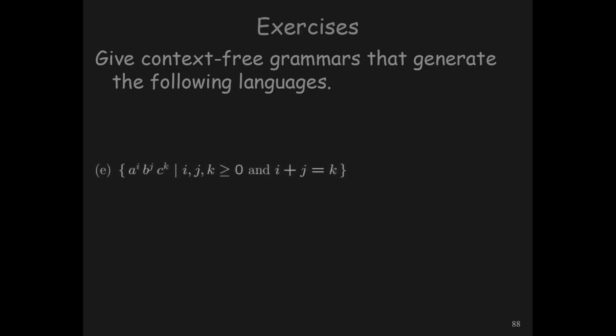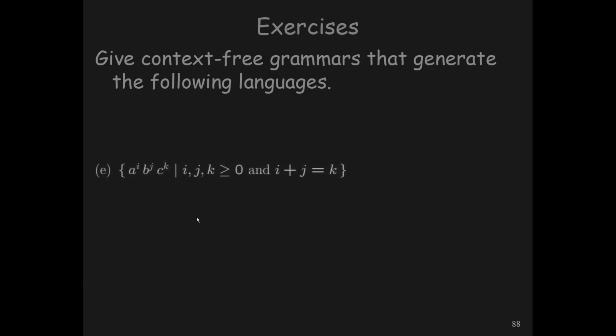A to the i, B to the j, C to the k, where i plus j equals k. So the number of A's plus the number of B's equals the number of C's, okay? Now this one also needs a different kind of thinking, similar to the previous example. So let's look at an example.